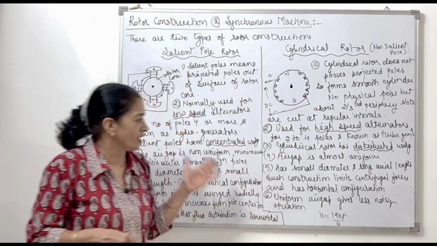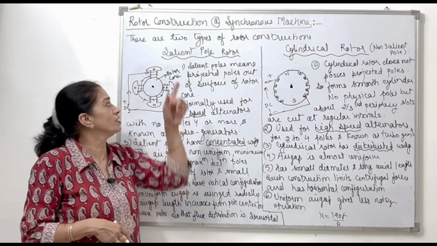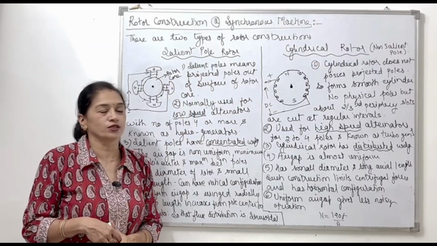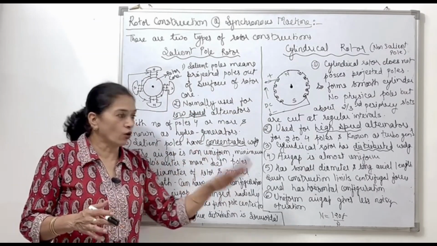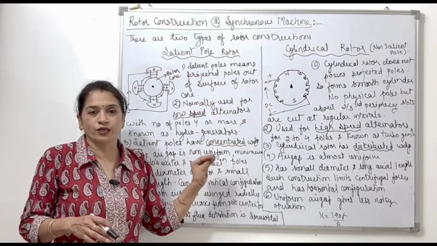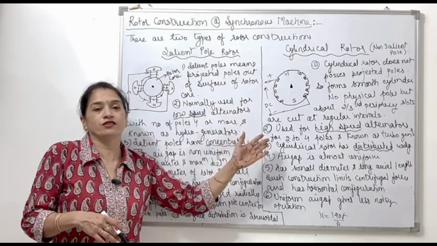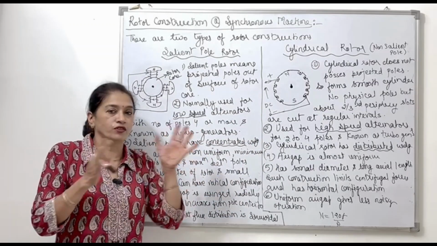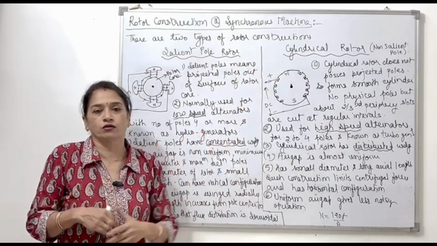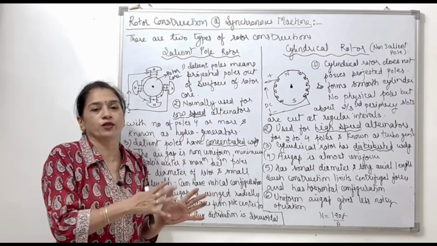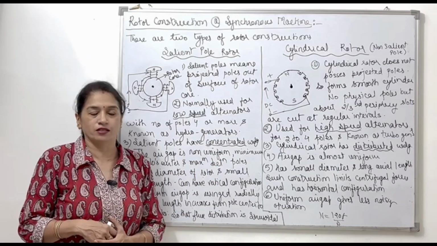So all these things I have mentioned here, and I hope you have understood the difference between the salient pole rotor and cylindrical rotor structure, which is also known as non-salient pole rotor structure. Whatever few things are left, I'll cover in the next video. But right now, this tabular structure answering the question, what is the difference between the salient pole rotor and cylindrical rotor, I have explained here in this pattern, and in the exam also you can write the answer in this pattern.